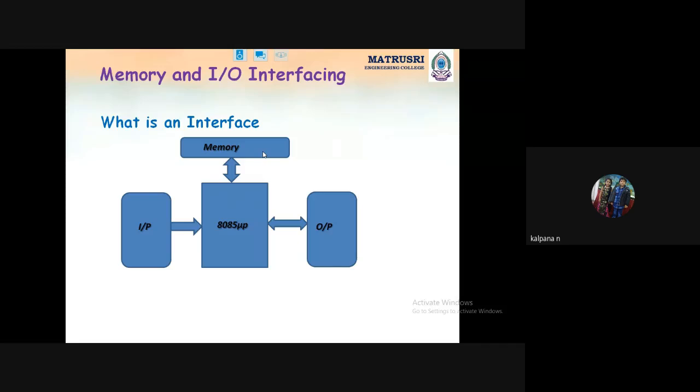Now we are going to discuss memory and IO interfacing. We need to connect the memory to the 8085, so what is the process? And we need to connect the IO devices, I meaning input and O meaning output. How are we connecting these devices to the 8085, and how are we designing the circuits? What logical circuits are involved? Everything we will study in this third unit. This is very, very important.